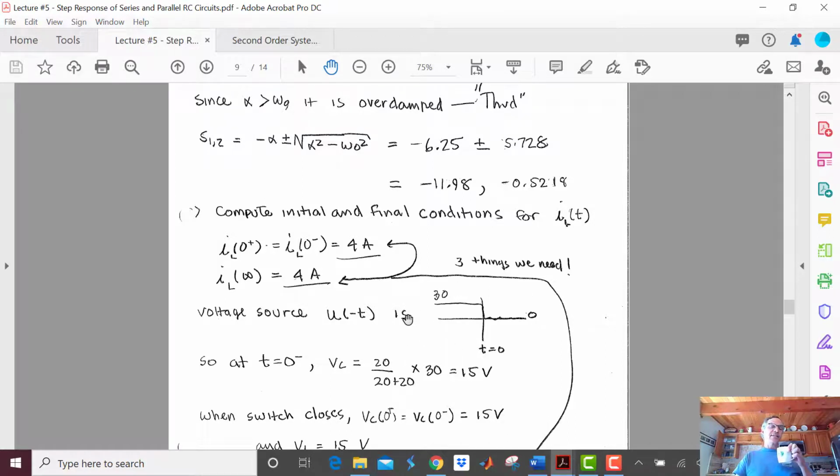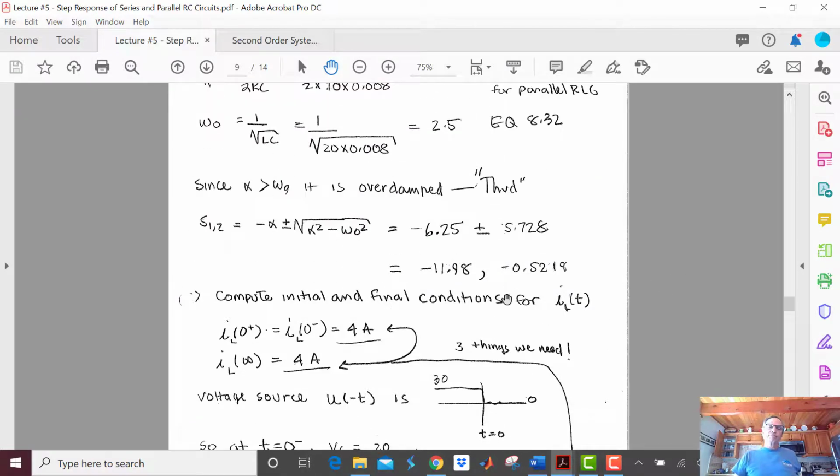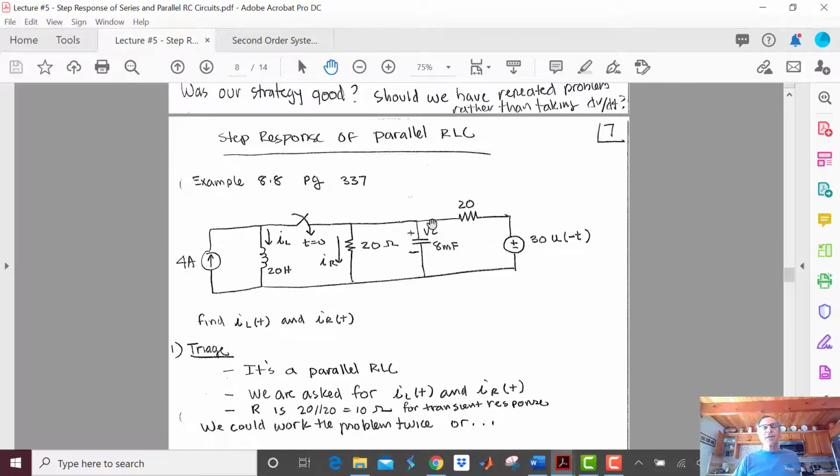So now we need di/dt for the inductor at t equals 0 plus. So our voltage source, u of minus t, it's going to look like 30 volts, and then it's going to go down to 0 volts at t equals 0. So at t equals 0 minus, let's figure out our voltage on the capacitor. And you might ask, why are we going to figure out the voltage on the capacitor? Because it is in parallel with the inductor, and we're going to be able to use V equals L di/dt to get our inductor di/dt.